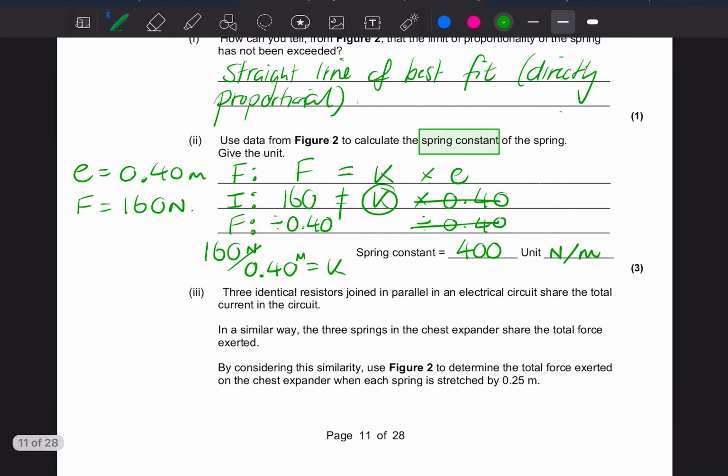3 identical resistors joined in parallel in an electrical circuit share the total current in a circuit. In a similar way, the 3 springs in the chest expander share the total force exerted. By considering the similarity, use figure 2 to determine the total force exerted by the chest expander when each spring is stretched by 0.25 meters.